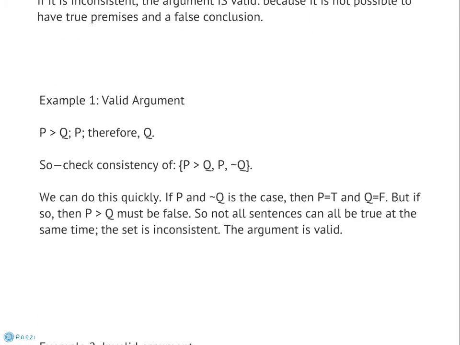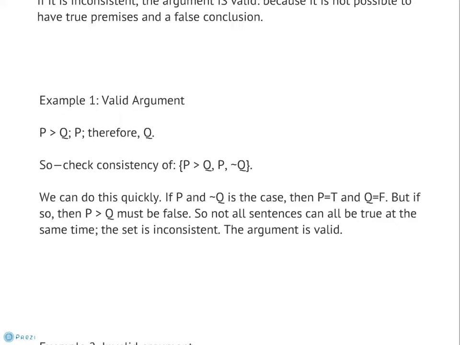So let's look at a couple of examples. This is a valid argument, a very simple one. If P then Q, P, therefore Q. So what do we do? We check the consistency of the set of the premises and the negation of the conclusion. In this case, the consistency of if P then Q, P, not Q. We can do this really quickly. You don't have to do the full truth table, just think about it.